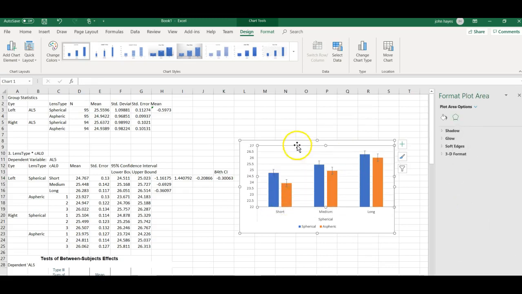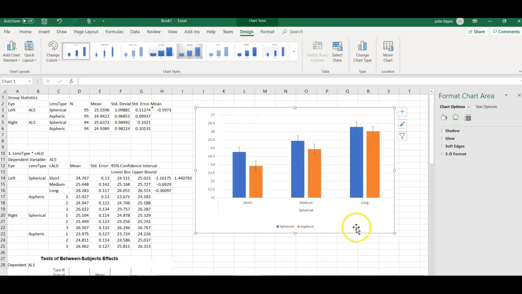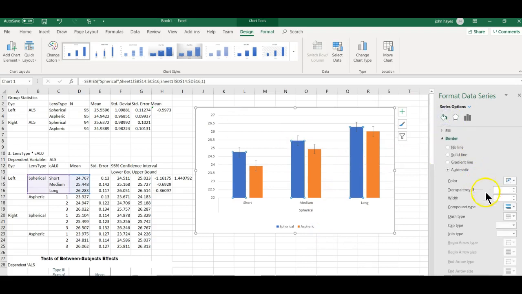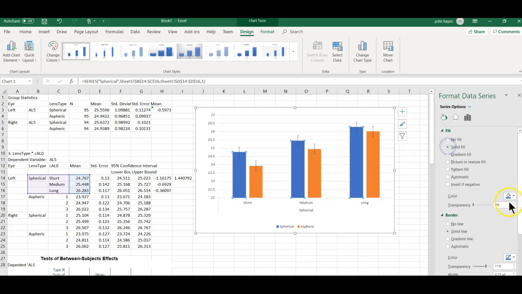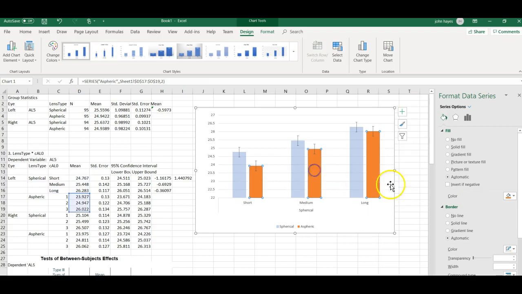And now we look, make this maybe a little bit bigger, and we can make our blue lines a little more transparent. Oh, fill, oops, more fill, solid, transparent. That way we can see if there's overlap.